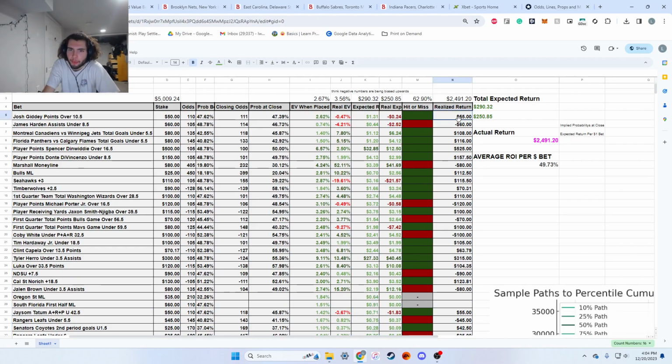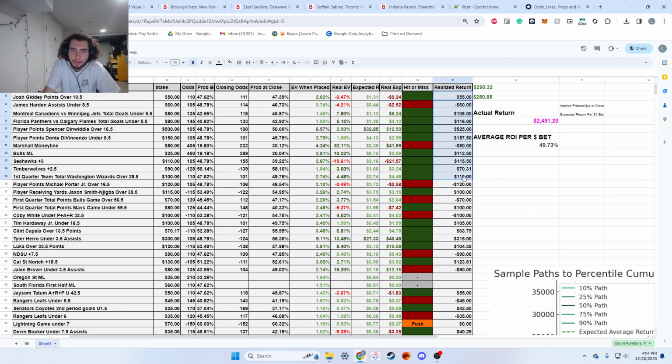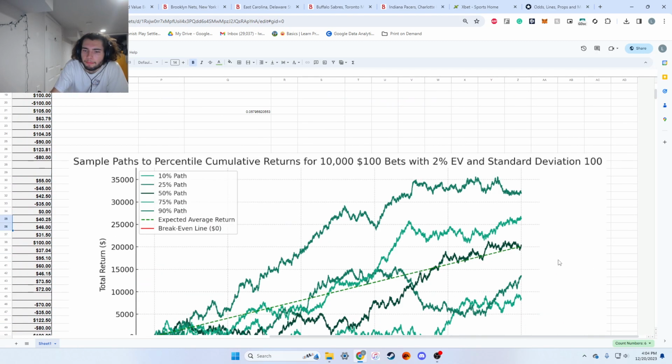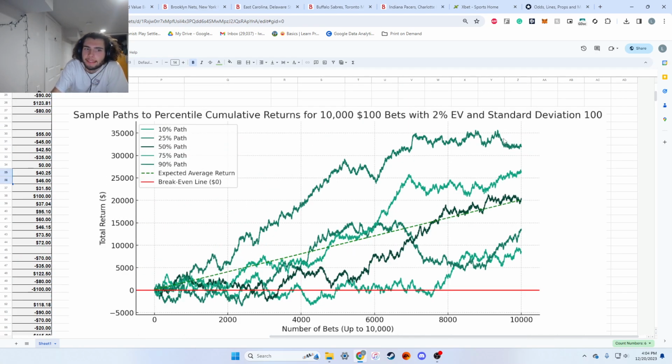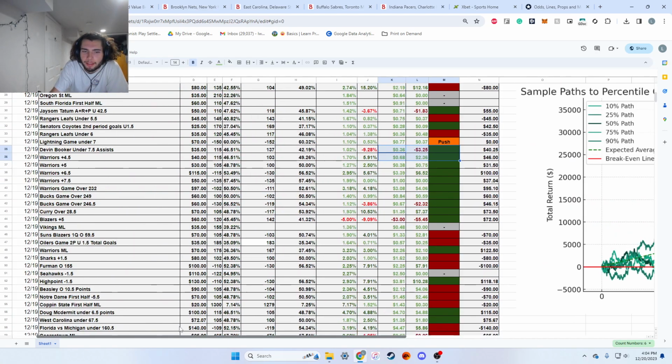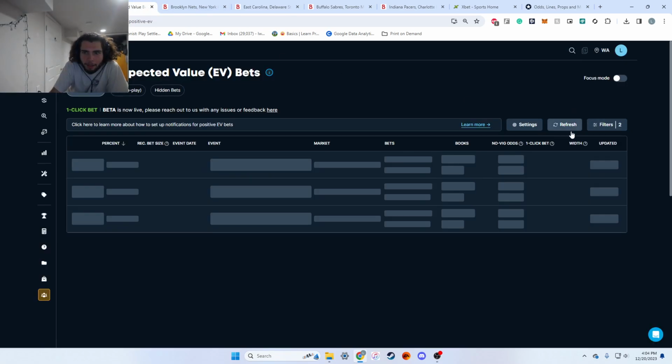But then your realized returns are going to have a variance of like 2,000 on a day. Like it could go either way. So you got to be able to ride the swings, but in the long run, it's just going up, baby. So hopefully that made sense. Let's see if there's any new bets.